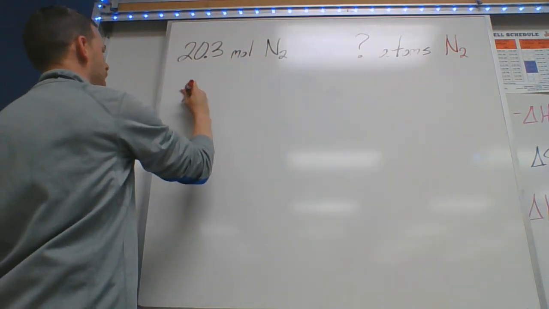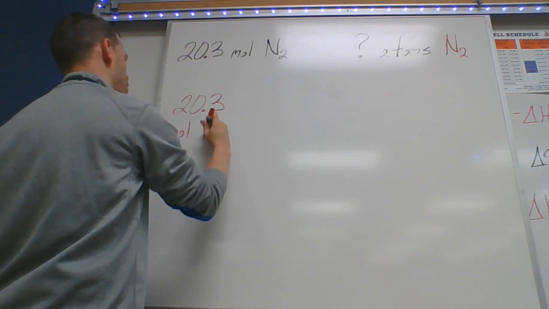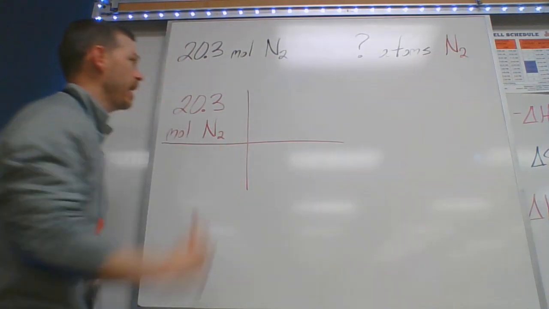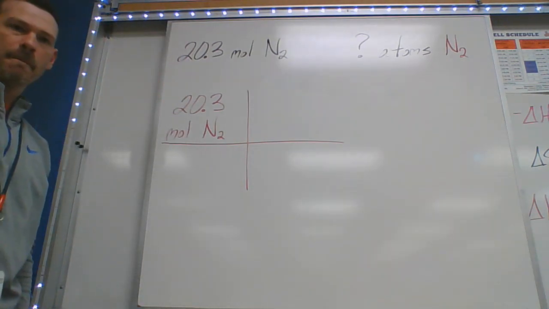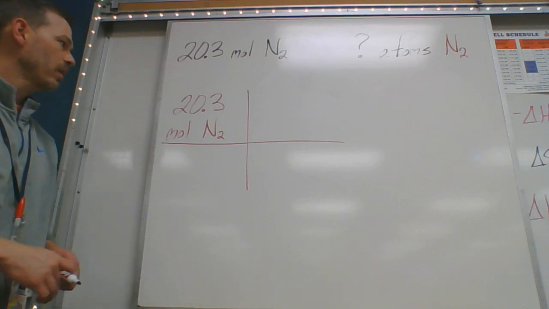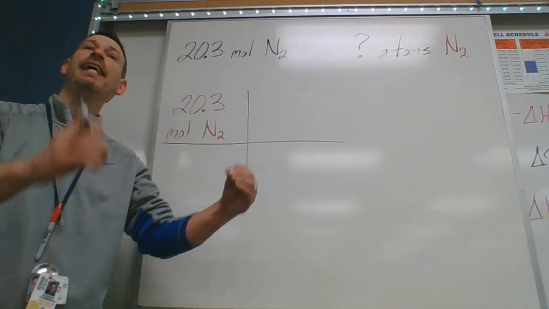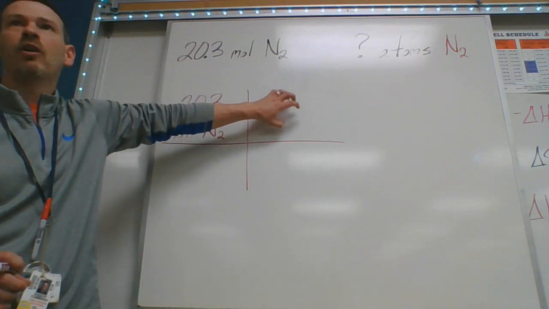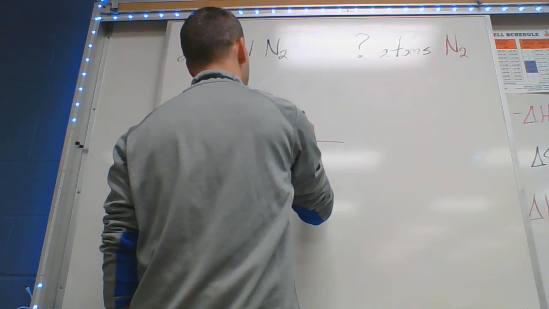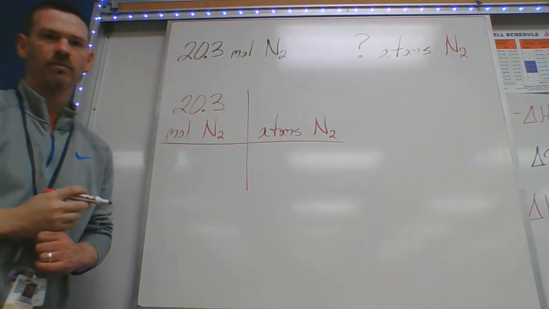Here's what I do. I'm going to take the number that they give me to start off a dimensional analysis grid. There's the phrase that was given. I'm going to put whatever I'm trying to get to in the neighbor square right next to it. In this problem, I'm trying to find atoms of nitrogen.